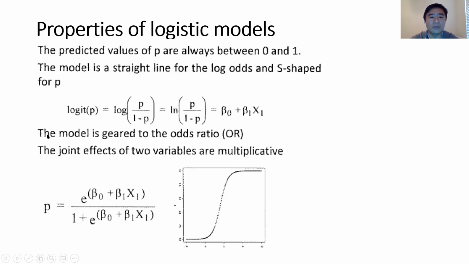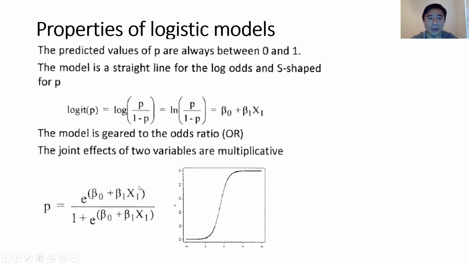And the model is tied to the odds ratio, which is another good property of the logistic model, because it simply matches the odds ratio, which makes the interpretation of the beta parameter much easier. And also the joint effects of the two variables are multiplicative.